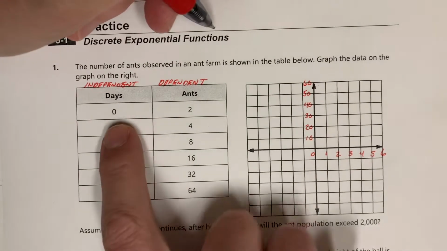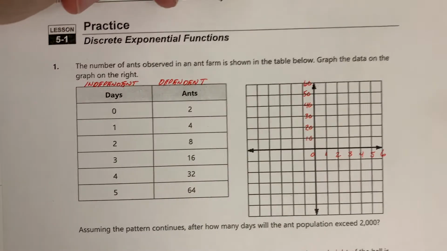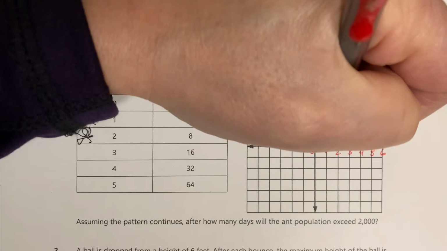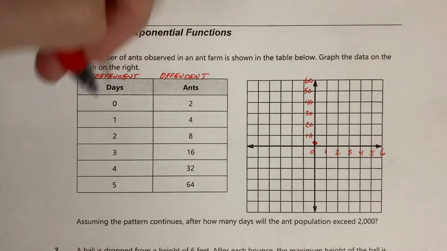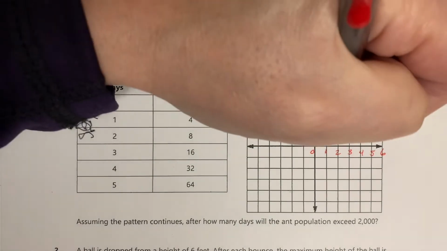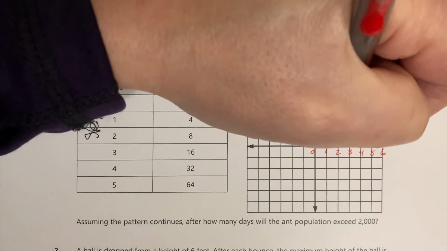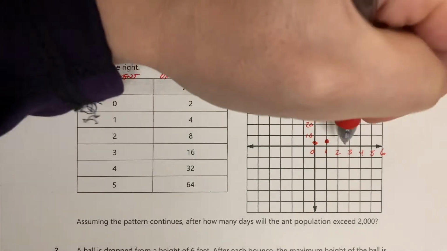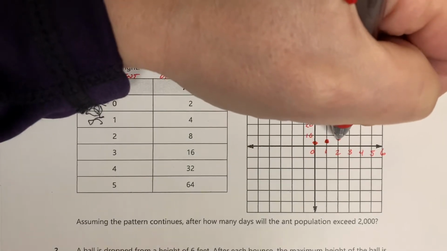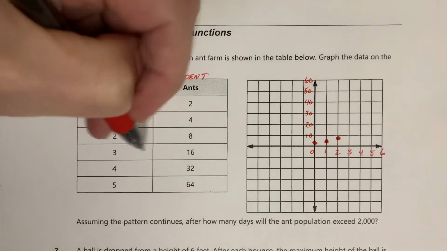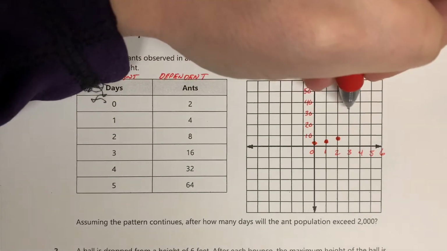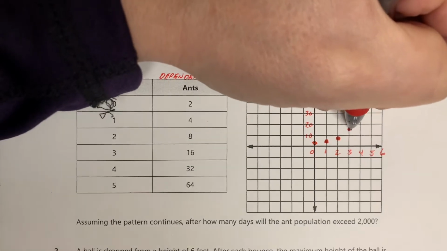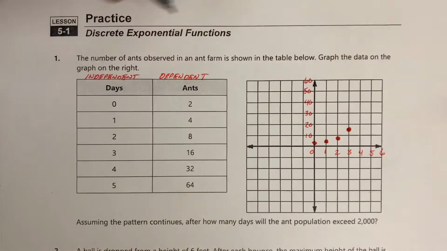All right, so 0 days, 2 ants. I'm going to have to figure out where 2 ants are on here, and it's probably going to be somewhere about down there. Now we have 1 day, 4 ants. That's a little bit less than halfway, if each one of these marks is 10 ants. Then 2 days, 8 ants, getting closer to 10. 3 days, 16 ants, now we're starting to grow a little bit. So 16 is going to be just a little bit more than halfway between these 2 boxes.